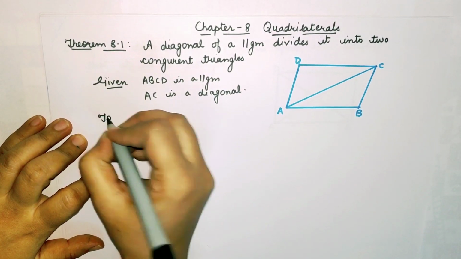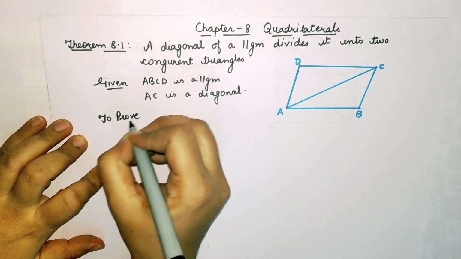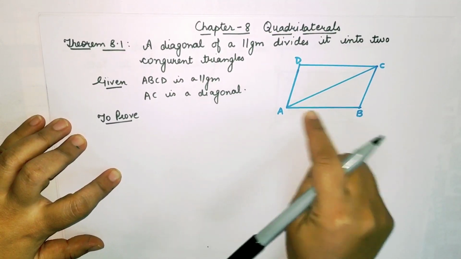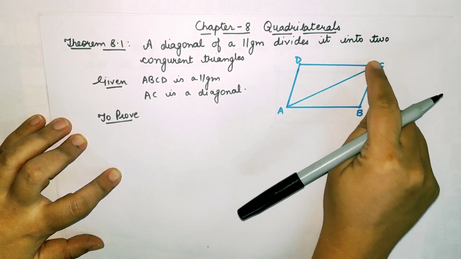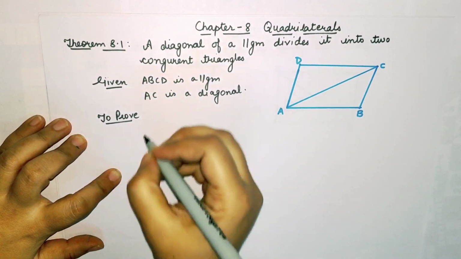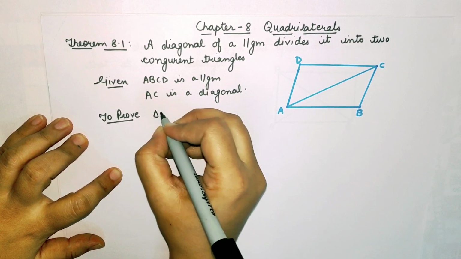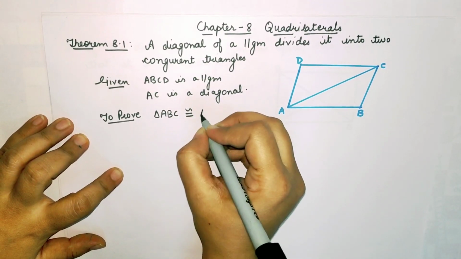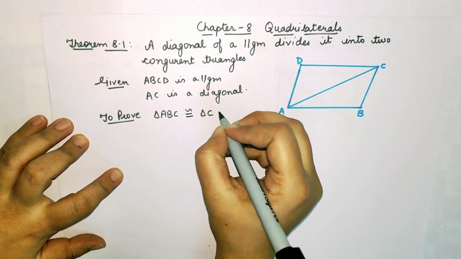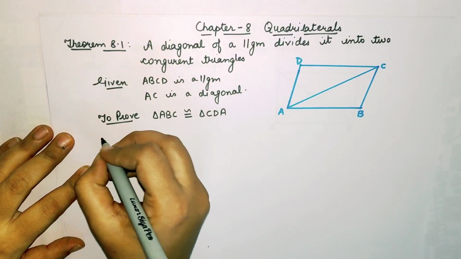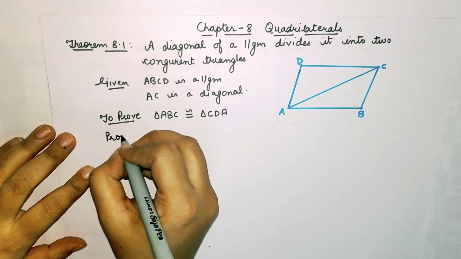Now we have to prove, what we have to prove? We have to prove that these two triangles ABC and CDA are congruent to each other. Triangle ABC is congruent to triangle CDA. We have to prove this. Now how to prove?